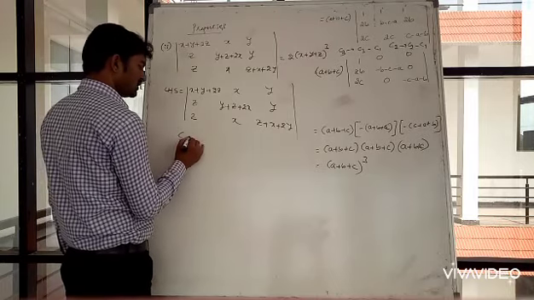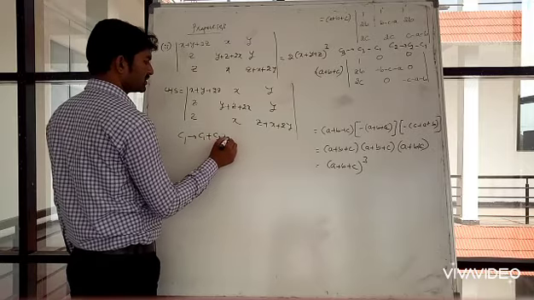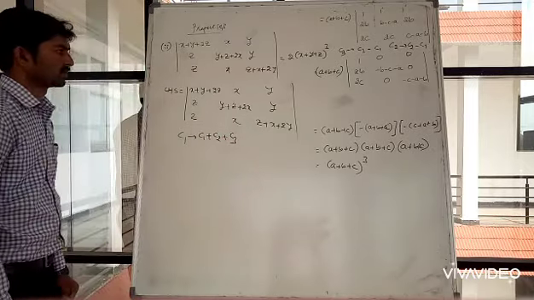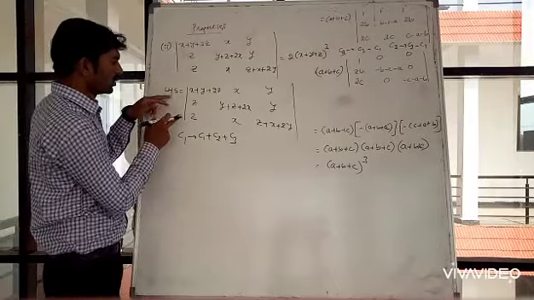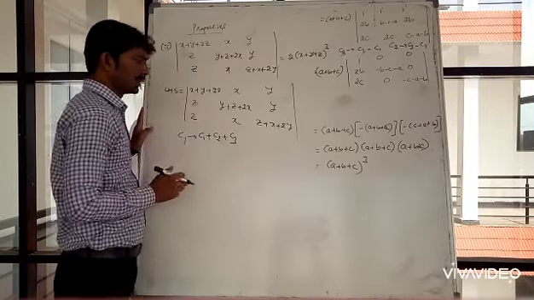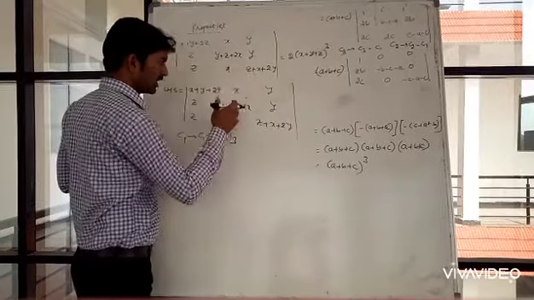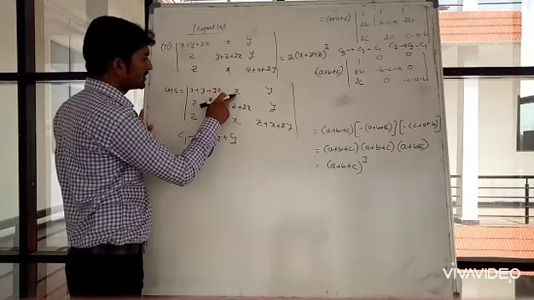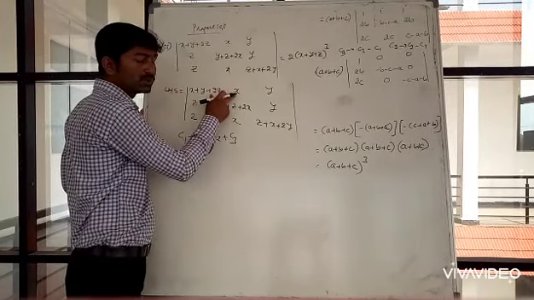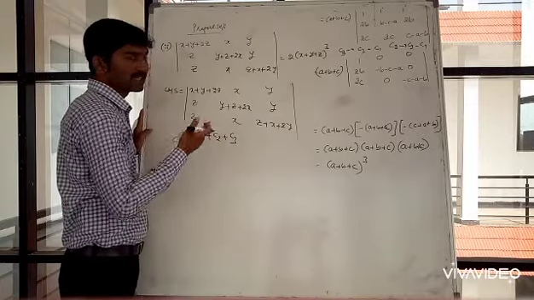If I take C1 implies C1 plus C2 plus C3, because we cannot take rows here. If I consider rows, z plus z, 2z, 4z will come, then only x plus y will remain. So if I consider columns, here x is there, here also x is there, x plus x, 2x will come, here y is there, 2y will come, then 2z will come.